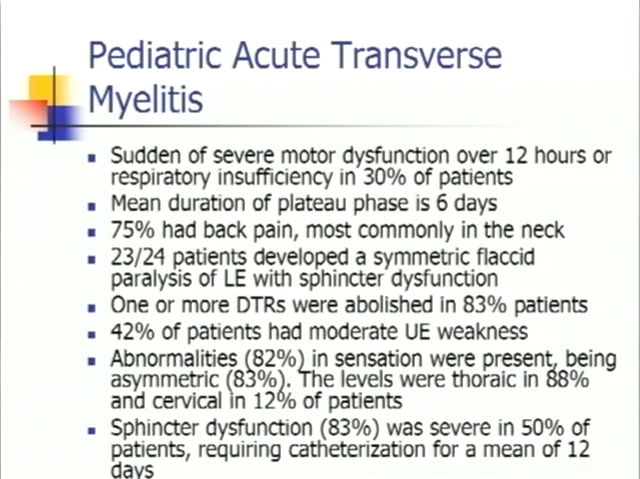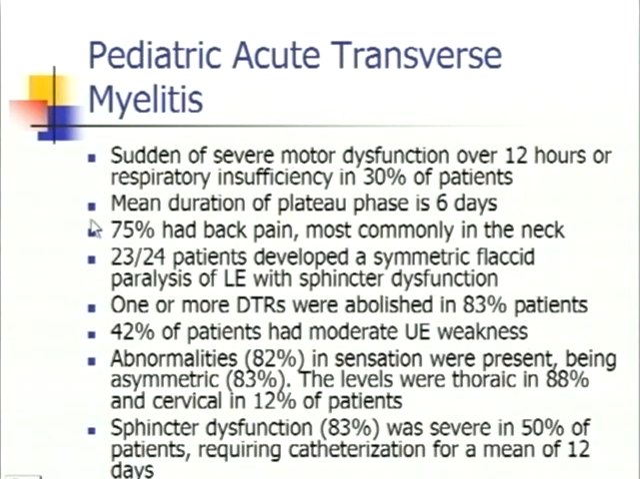This is a rather busy slide, and the main thing I wanted to point out was that most of the kids had severe back pain, and most commonly it was found in the neck region, suggestive of some sort of inflammation of the neck or meningismus. 23 of the 24 patients actually presented with a symmetric flaccid paralysis of the lower extremities with sphincter dysfunction. And unlike in some of the adult patients, one or more deep tendon reflexes, the reflex that when we tap on your knee, your knee jerks, tended to be abolished in about 83% of the patients.